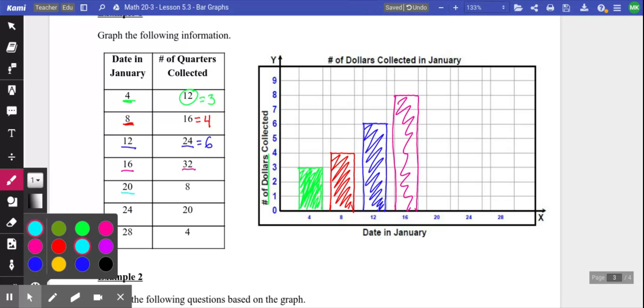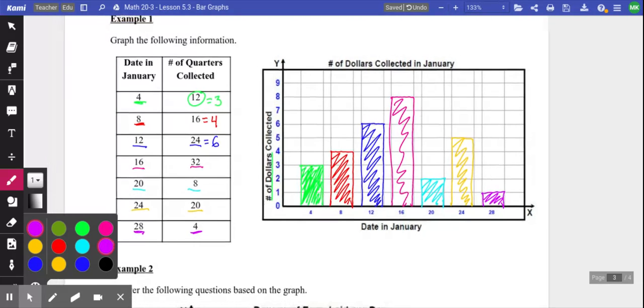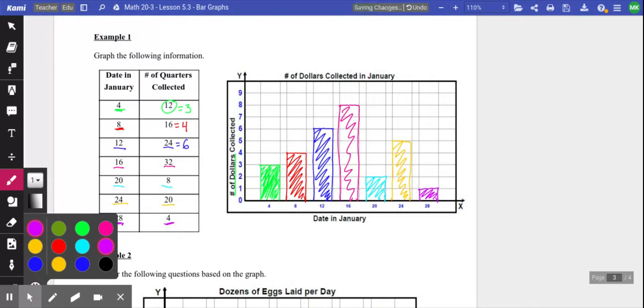On the 20th, we have 8 quarters, which is $2. On the 24th, we have 20 quarters, that's $5. And the last one, the 28th, we had 4 quarters, which is just $1. There you go. We have made a bar graph. Honestly, pretty easy. It's kind of nice to read bar graphs. Pretty popular type of graph.